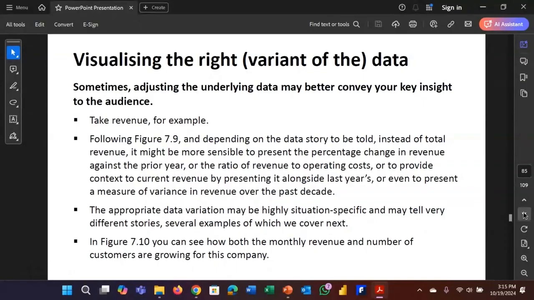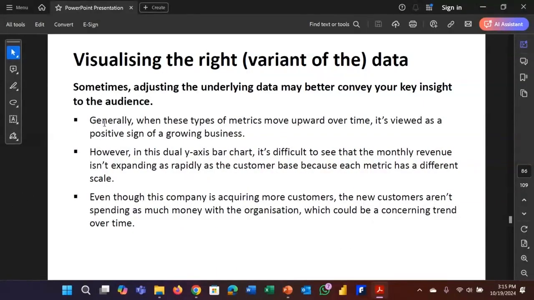So 7.10, we look at 7.10 later. When this type of metric moves upward over time, it is viewed as a positive sign of a growing business. If everything moves upward, the business is moving up. If it's going downward, you know the business is declining. And then you go and tell people, for the future we expect it to turn, but there's no sign to show it's turning. We only see signs that it's going down right now.